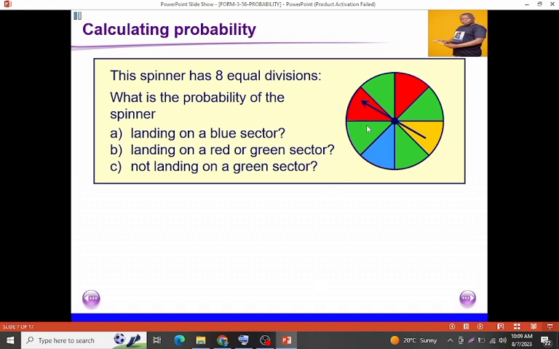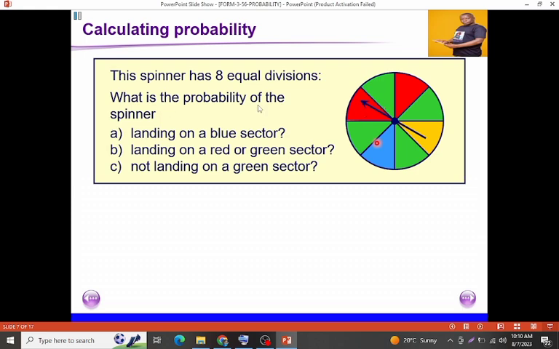Alright, let's look at this spinner here, which has 8 equal divisions. If you count these, we have 8 equal divisions. When you press the spin button, this is going to spin. It will go round and round and round, and then it will land somewhere.